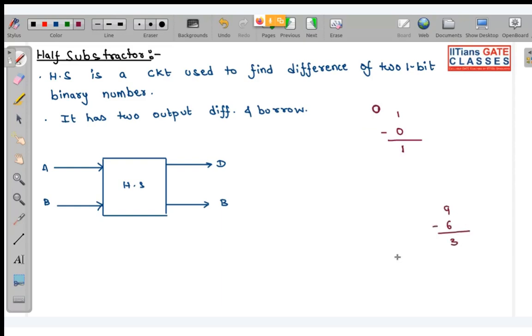But if you want to do 6 minus 9, what do you do here? You take a borrow of 1, and then you write the result as minus 3. Even I have forgotten how to take this borrow in decimal numbers, because usually we don't do it like this anymore. So 6 minus 9.